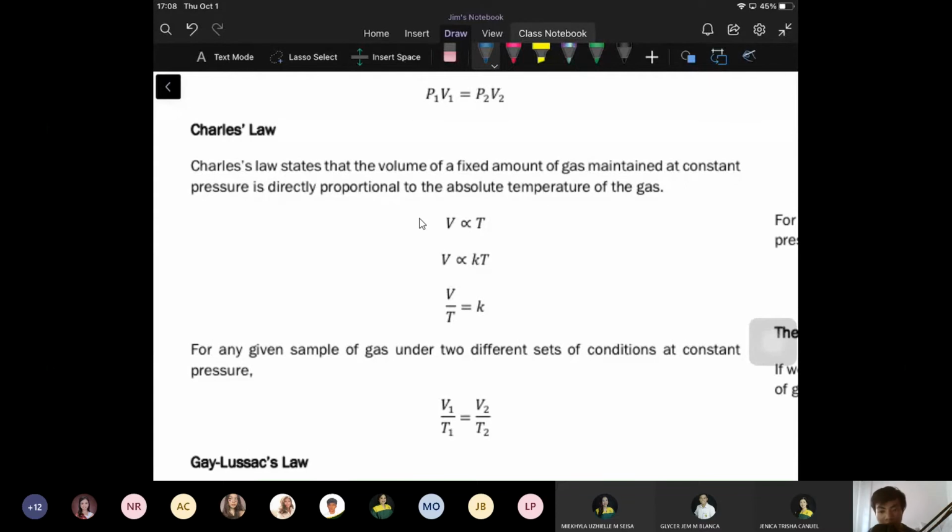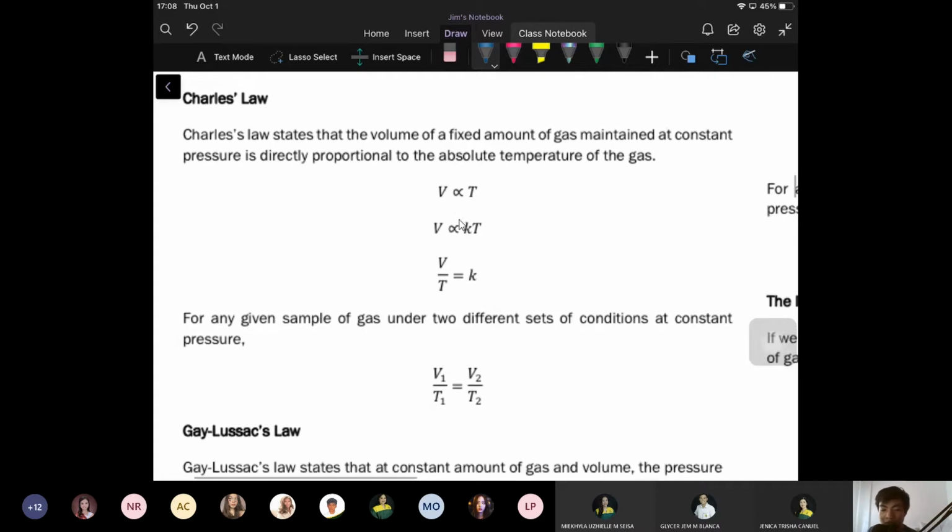Nabalitaan nyo to kagabi doon sa 24 Oras, yung alcohol na sumabog sa sasakyan. So kung nanonood kayo ng balita, alam nyo yun. Kagabi yun eh. Habang kumakain, ano ba kinakain ko nun? Malungkot na food. So anyway, kumakain ako nun, tapos nabalitaan ko yun. Sabi ko, Charles' law yun, di ba? So ano yung kwento doon?